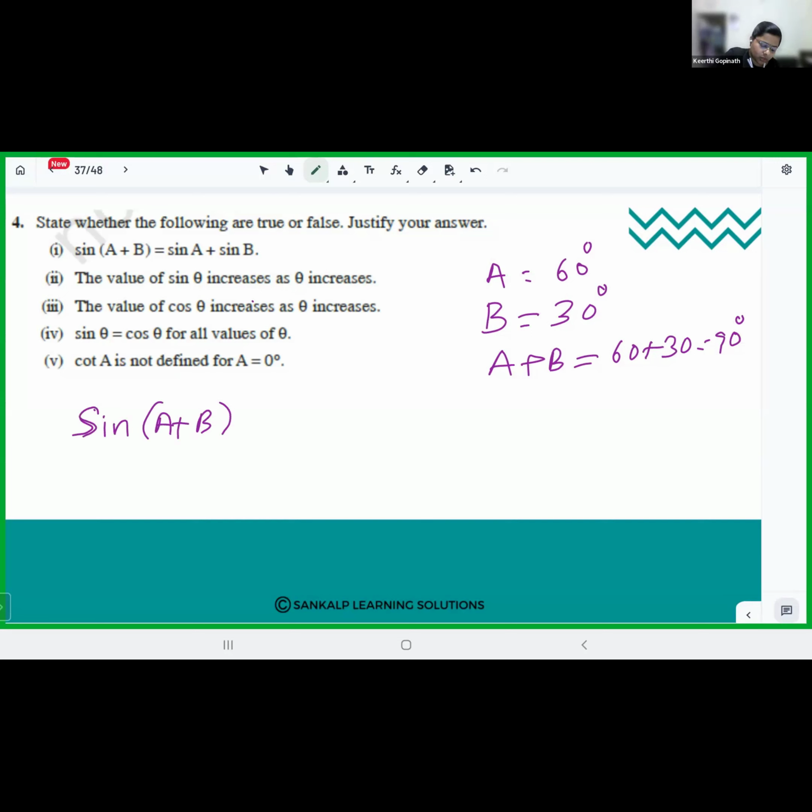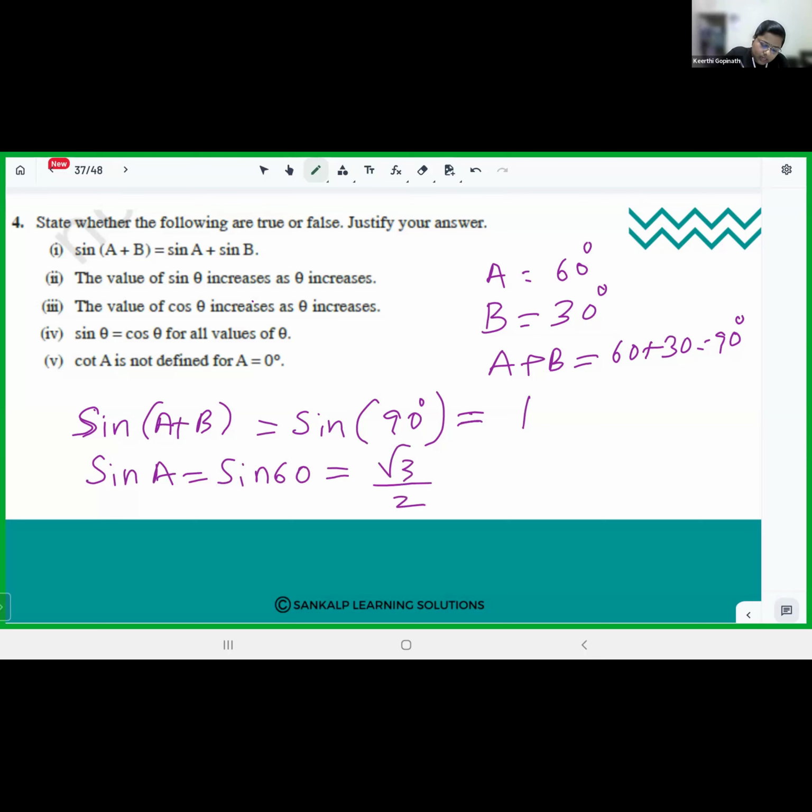That is equal to sine 90. Isn't it? What is the value of sine 90? Sine 90 is equal to 1. Sine 0 is 0 and sine 90 is 1. Now consider the RHS. On the RHS you can see sine A and sine B. First you find out the value of sine A. That means sine 60. Here I have taken A as 60. What is sine 60? Sine 60 is root 3 by 2.